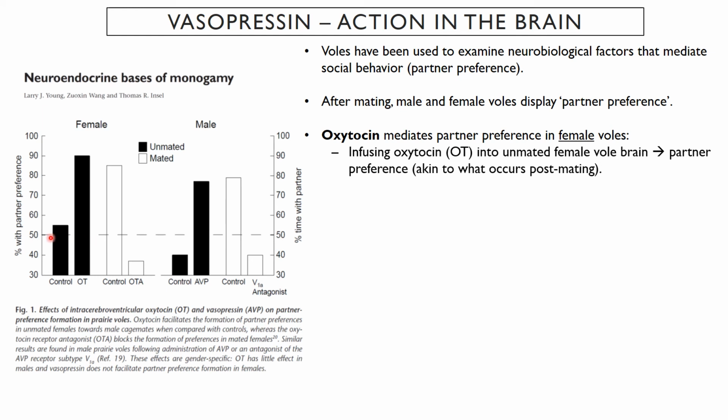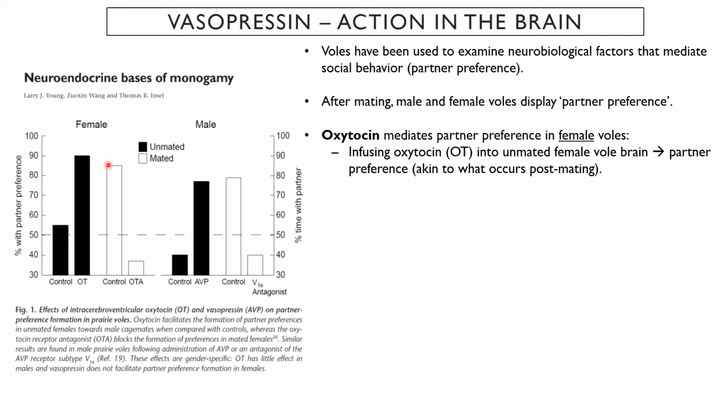So they either infused a control substance or oxytocin into the unmated female's brain when she was with one of the males. Then they put her in a cage where she had to choose between two males, and then they looked to see how much time she wanted to spend with the male that she was either with when she was infused with control, or females that were infused with the oxytocin. Females that got oxytocin, they spend 90% of their time with the male in which they were exposed to the oxytocin.